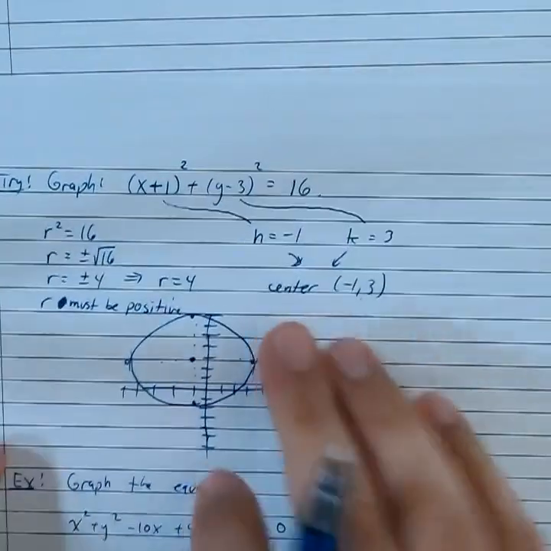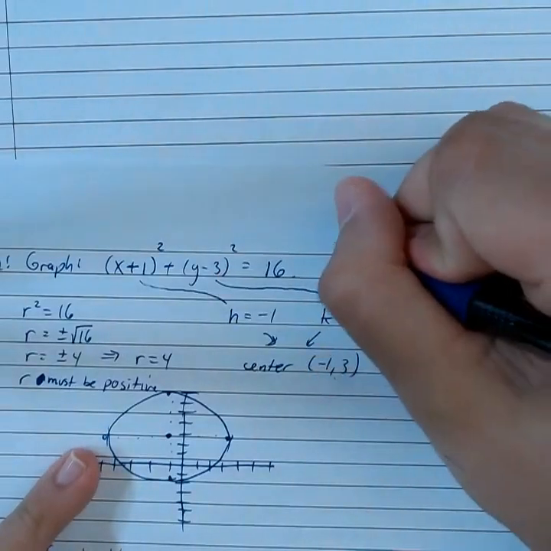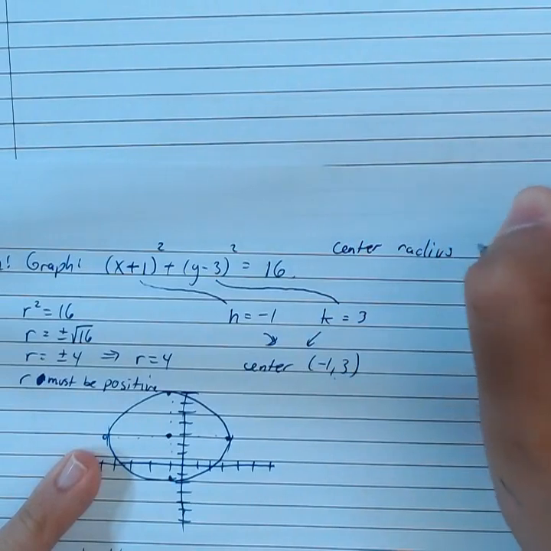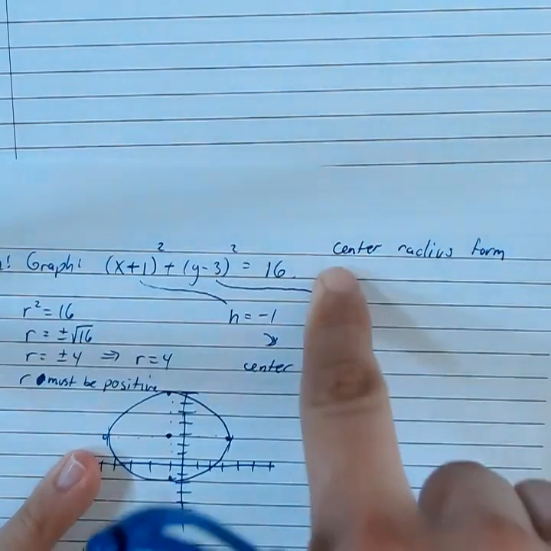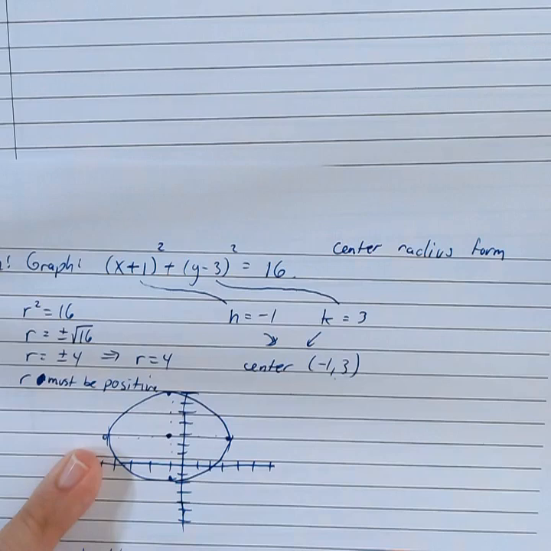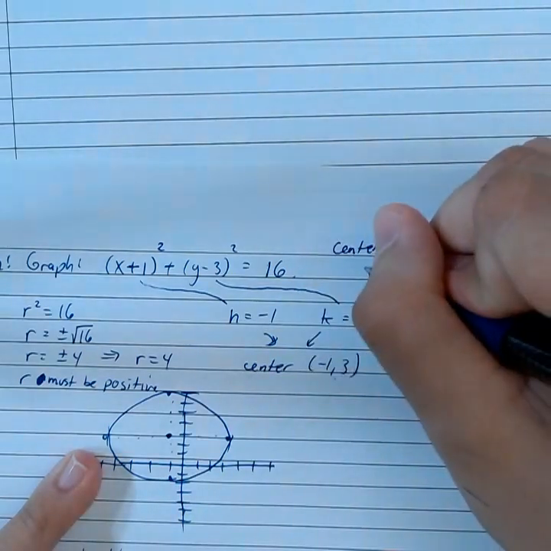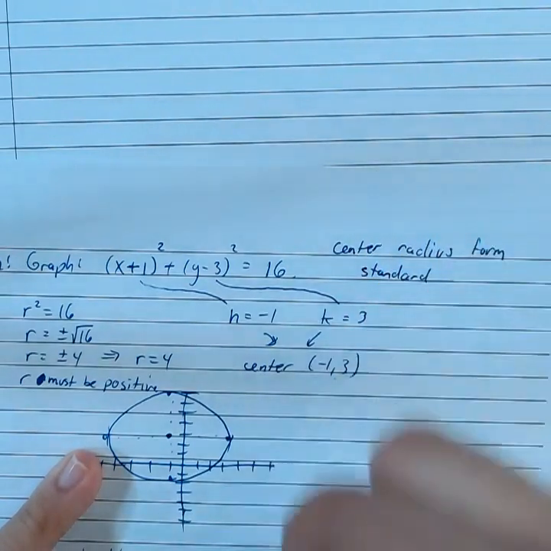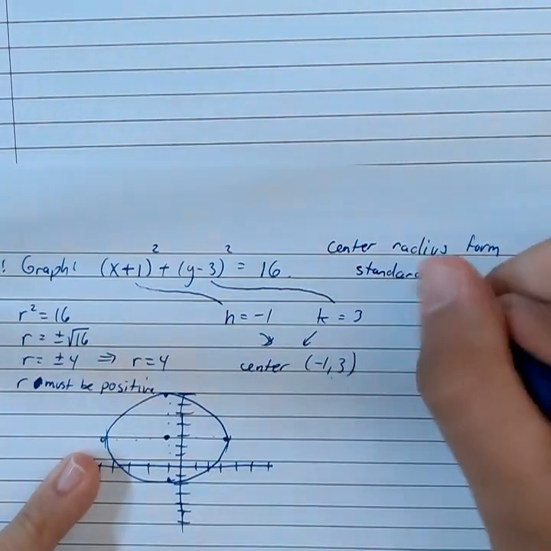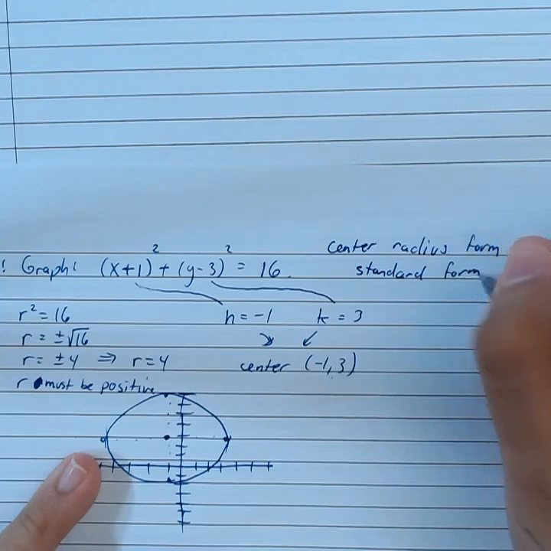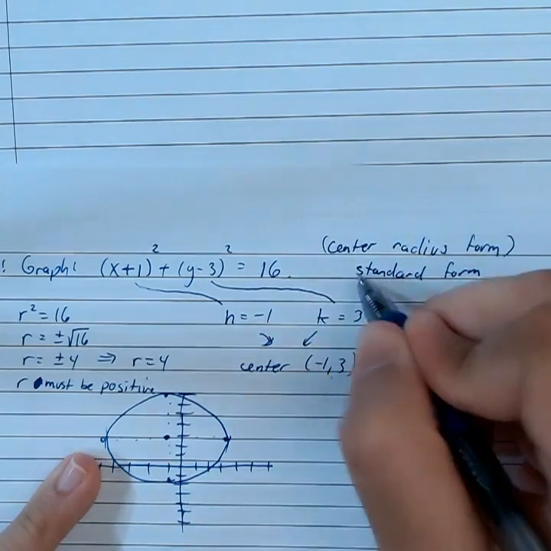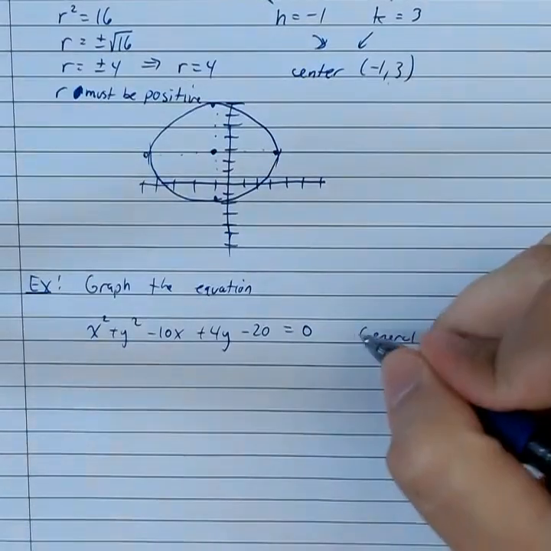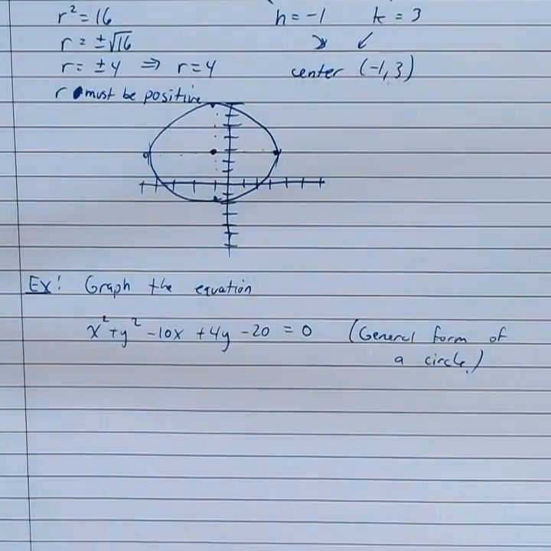Whereas this one over here was called the center radius form of a circle. Sometimes the center radius form is also called the standard form. Standard because it's the standard one. It's the one we use the most often. So either of these is correct, either the center radius form or the standard form. That's the one we like. However, sometimes you'll get something that looks a little different. This is called the general form.